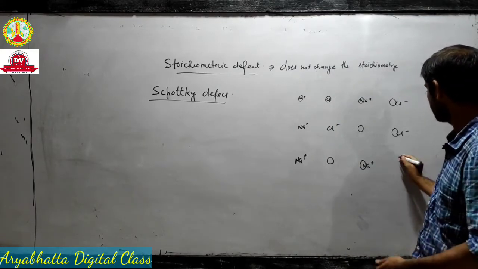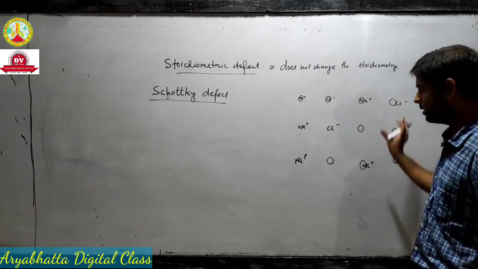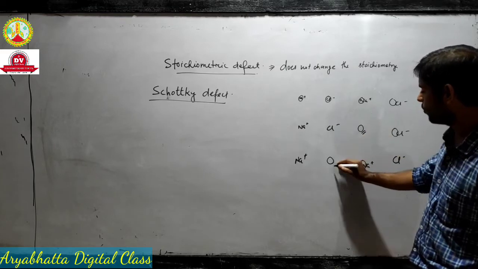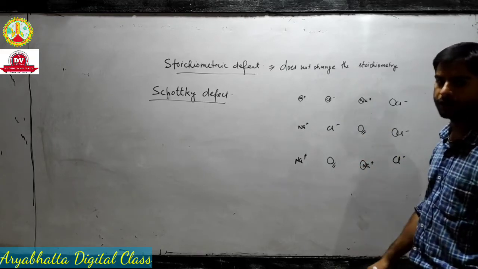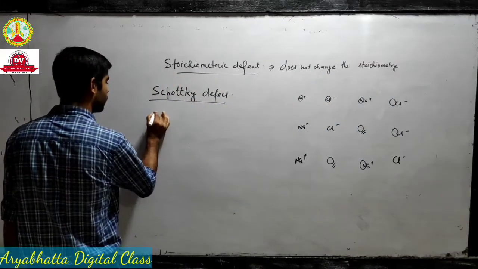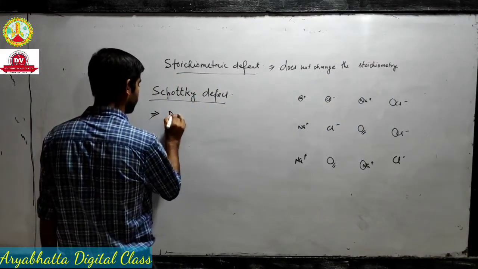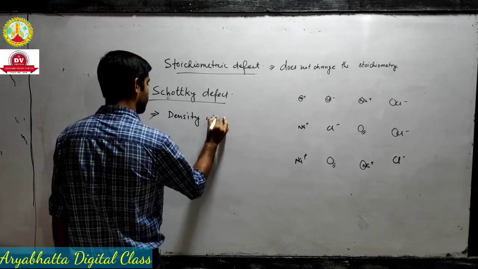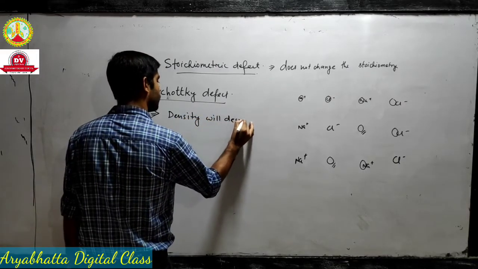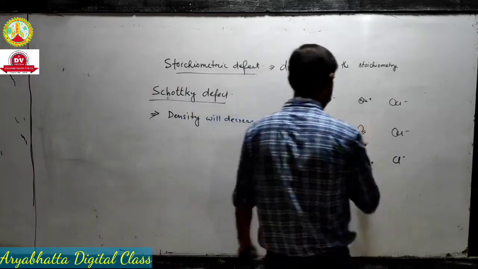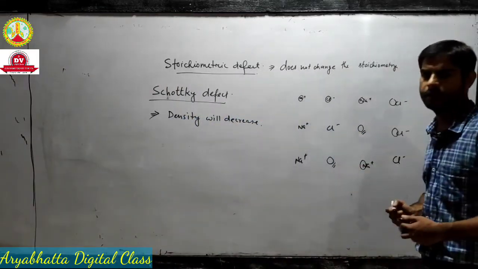Now, since it's a vacancy defect and we lost one sodium and one chlorine, it's very obvious that the density will decrease, isn't it? The density will decrease because we have less sodium and chlorine.